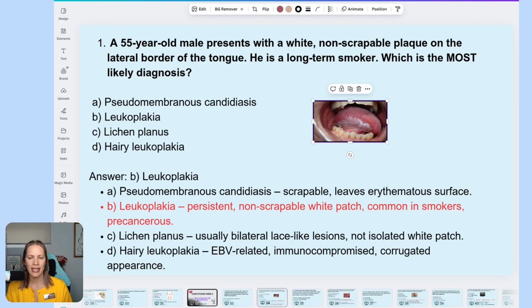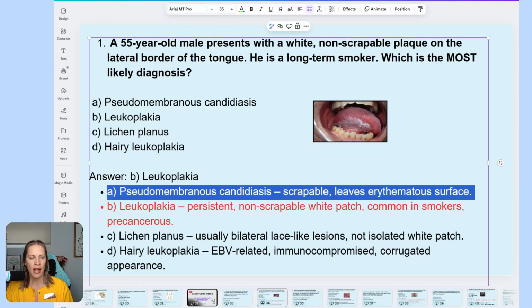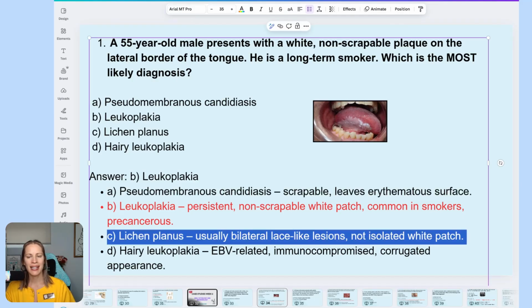Candidiasis wouldn't be the best answer because you would be able to scrape it off, and underneath would be a red surface, which is what I have here for A for the rationales. But then when we're talking about C, lichen planus is very different. It's that white lace like patterns. So, yes, it's white, but lace like is specific to lichen planus. And in the question, it doesn't mention anything about a lace like appearance. And it's not typically a patch either, it's more like spider web looking white things all over the tongue or inside the mouth, inside the cheeks, that kind of thing.